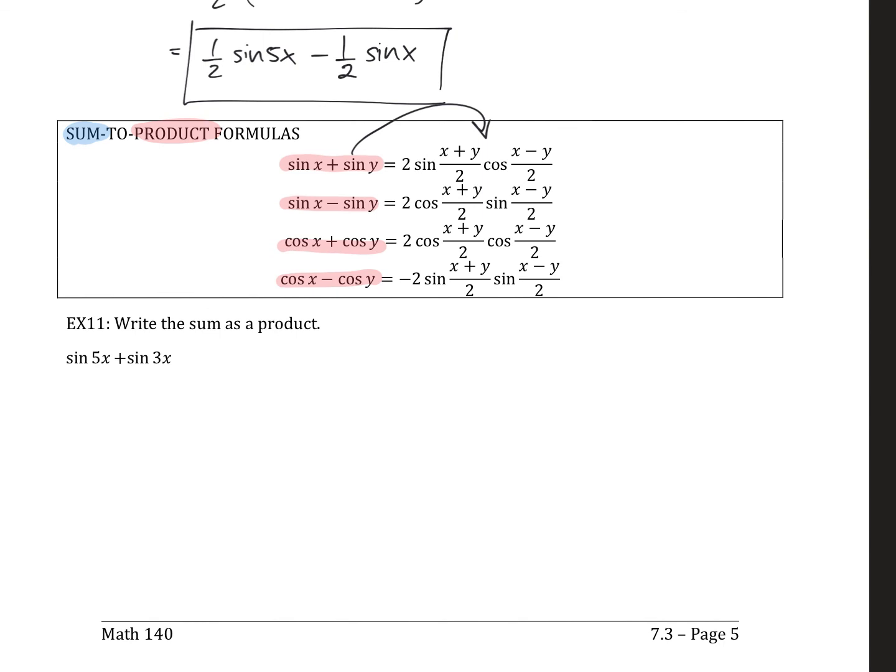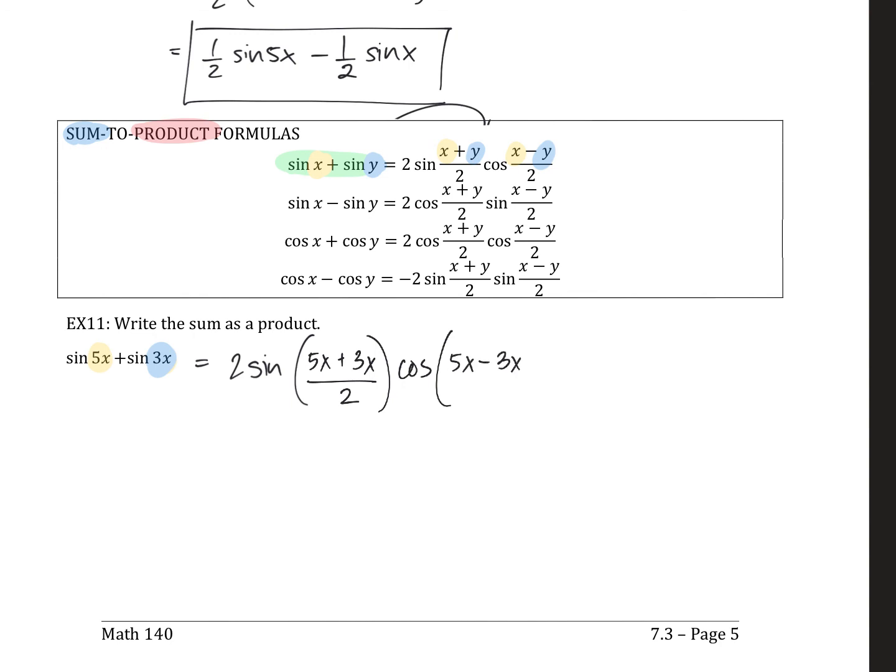Okay, so write the sum as a product. Well, let's see. Which one of these are we given? We have sine and sine, and it's an addition of sine and sine. So addition of sine and sine is the first one. Now let's go ahead and identify, so this is our x and our y. So x goes here, and y goes there. All right, let's go ahead and plug this in. So we have 2 sine of 5x plus 3x divided by 2 times cosine of 5x minus 3x divided by 2.